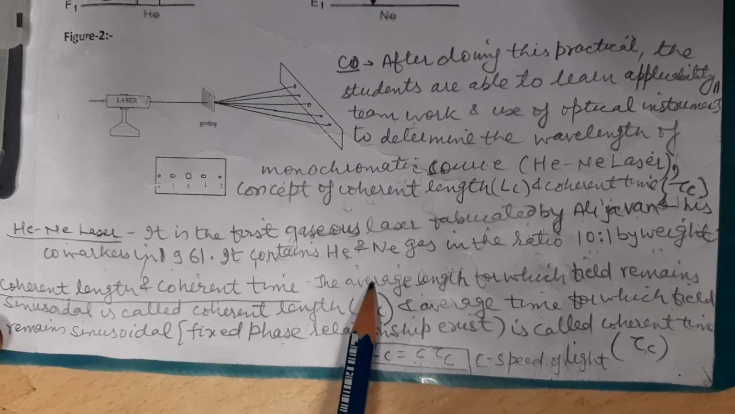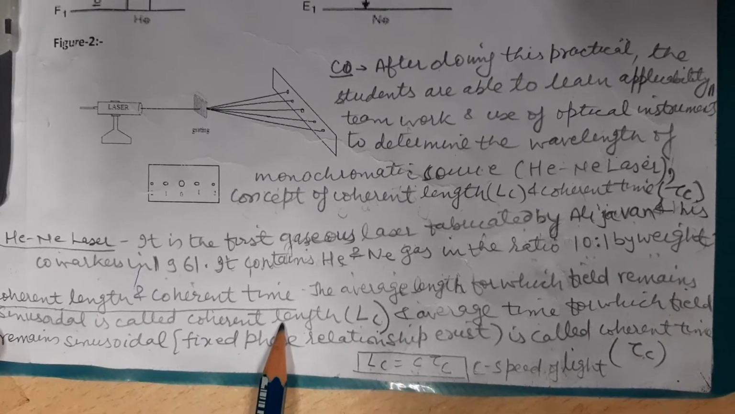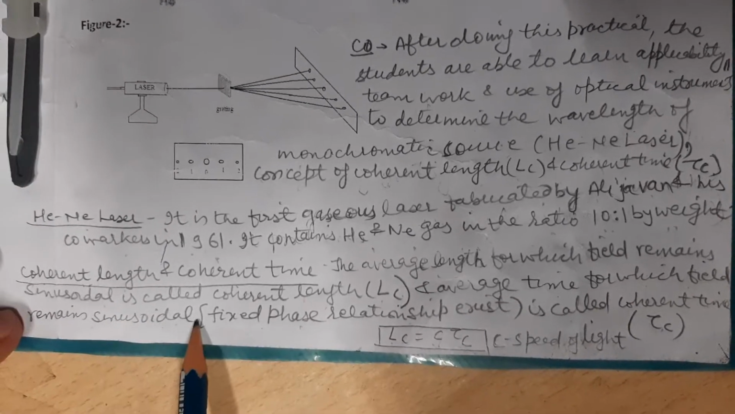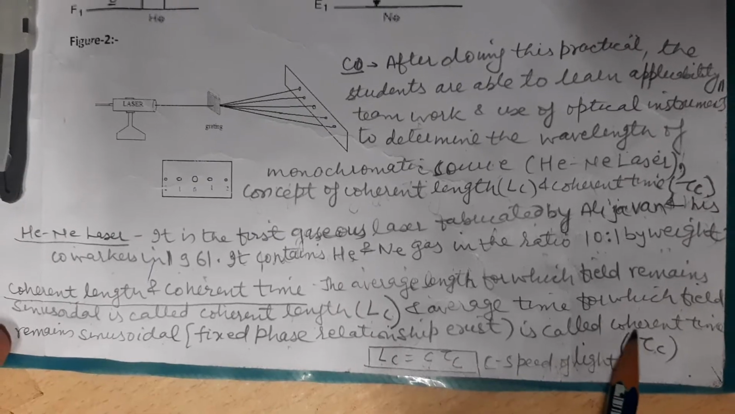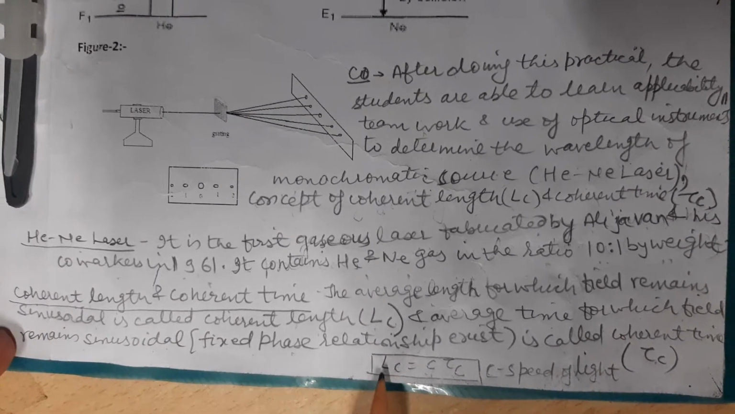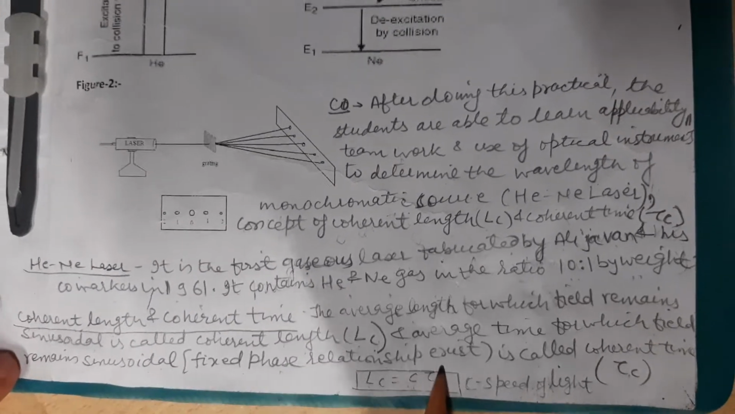The average length for which the field remains sinusoidal is called coherent length, and the average time for which the field remains sinusoidal is called the coherent time, and the relationship between the coherent length and coherent time is given by Lc = c × τc.